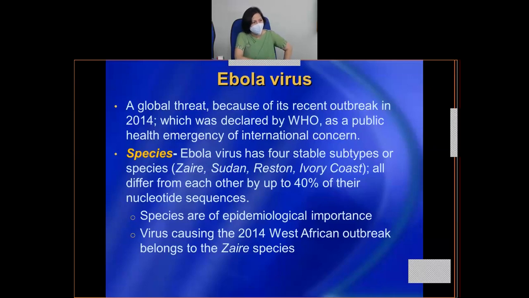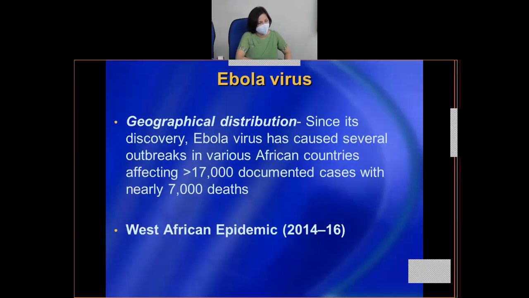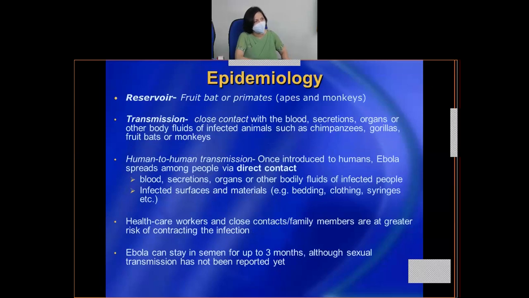The one which caused the last outbreak in 2014, movies have been made, and maybe you have seen it in the news, was because of the Zaire strain. Since it was reported, we have had more than 17,000 cases, fortunately the outbreaks were contained, and more than 7,000 deaths. The African epidemic which occurred in 2014 lasted till 2016, but we didn't have many cases.